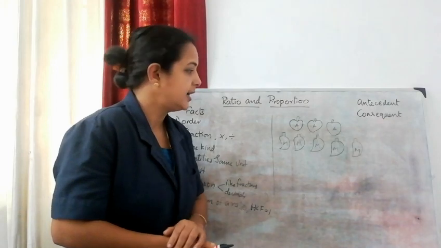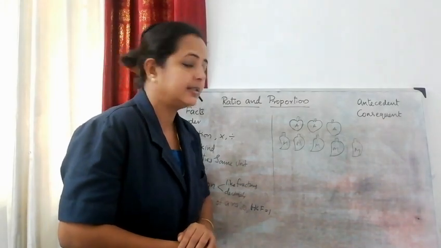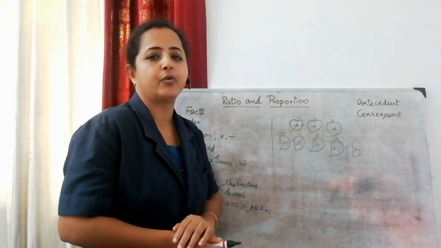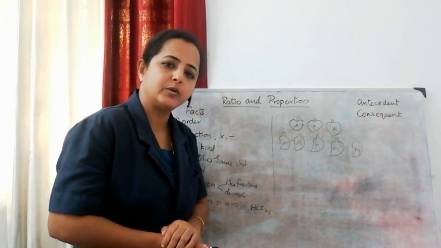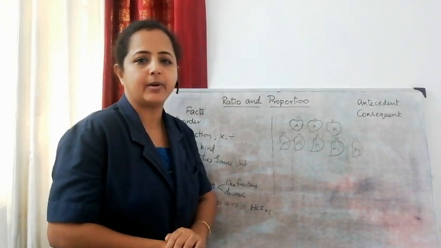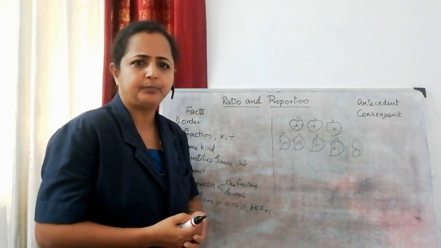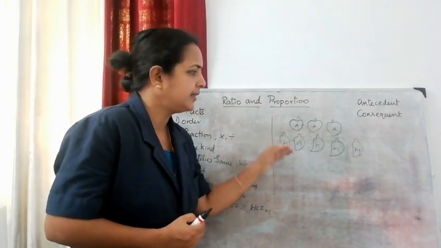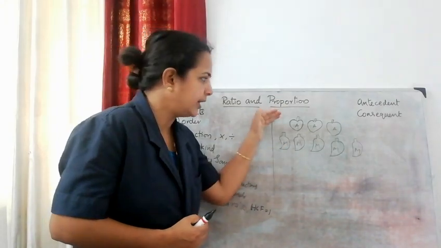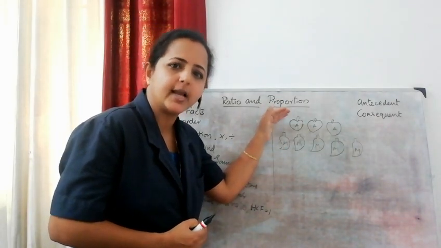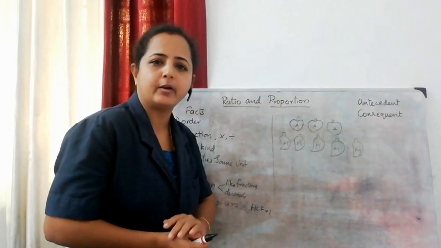We can say that the number of apples is 2 less than the number of mangoes, or the number of mangoes is 2 more than the number of apples. That way we can see; that is the difference method. Now we are comparing these two quantities. One quantity is the number of apples, another quantity is the number of mangoes.